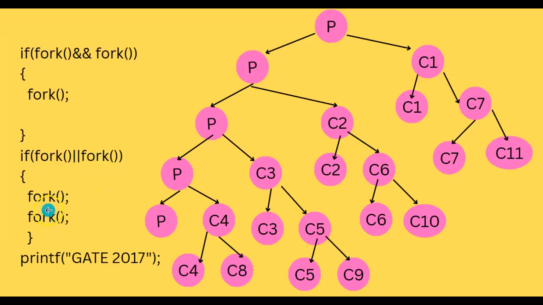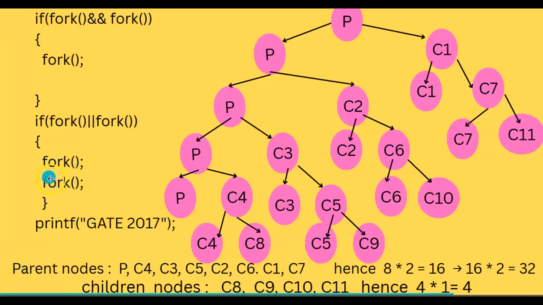And these two fork system calls will get executed only when the whole expression returns a positive value. This whole expression returns a positive value only for the parent processes like P, C4, C3, C5, C2, C6, C1 and C7. So only these processes will create their child processes for these fork system calls.